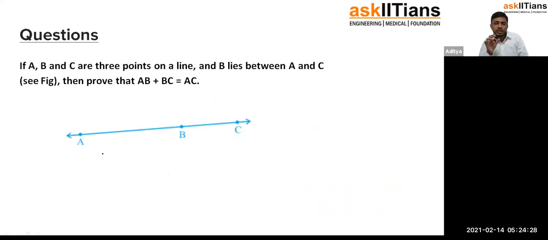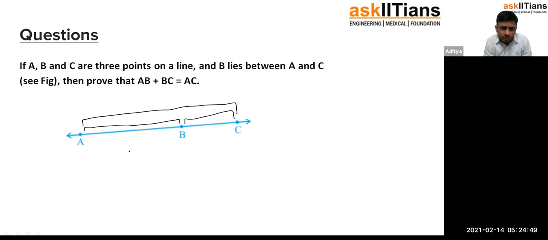If A, B, C are 3 points on a line and B lies in between A and C, then we have to prove that AB plus BC would be equal to AC, correct? So look, here we can observe the length AB, the length BC and the length AC. We can easily observe that AB is a part of the whole line segment AC, and BC is actually the remaining part of the whole line segment AC.